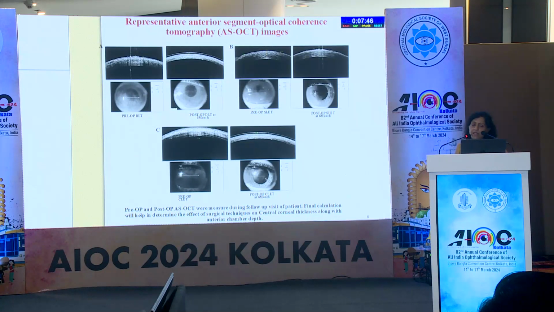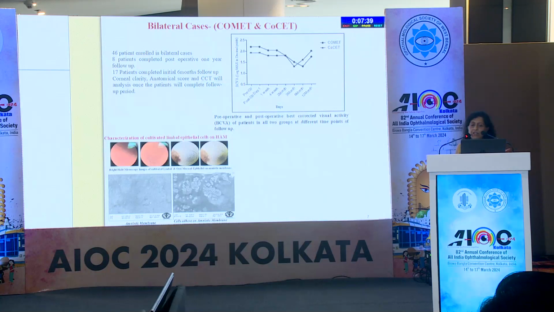And then these are representative AS-OCT images after longer follow-up, and as you can see, they are all comparable. For the bilateral cases, comparing COMET versus COSET, these were all cases with bilateral Stevens-Johnson syndrome or chemical burns. There were very few patients of chemical burn, only 2 or 3. Largely, they were Stevens-Johnson syndrome.